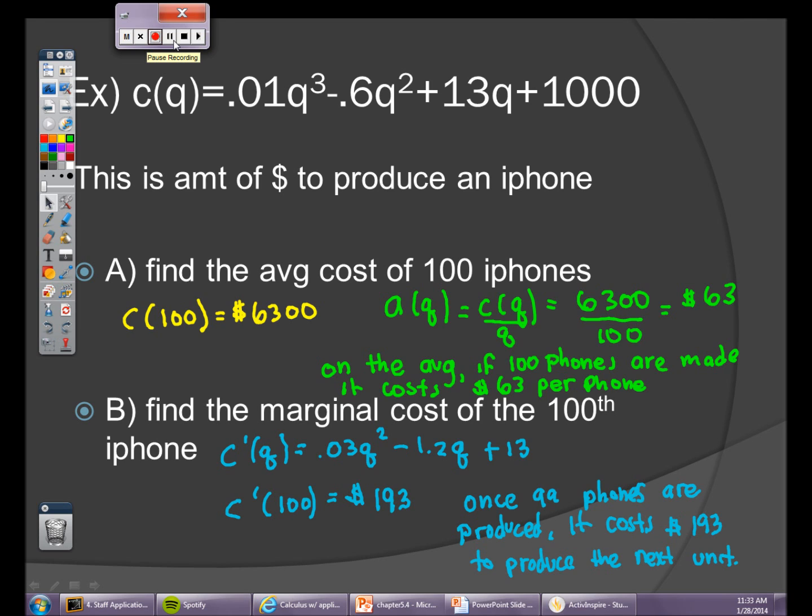So here you see the difference between the average cost versus the marginal cost: the cost per average for each phone and the cost to make an additional phone.